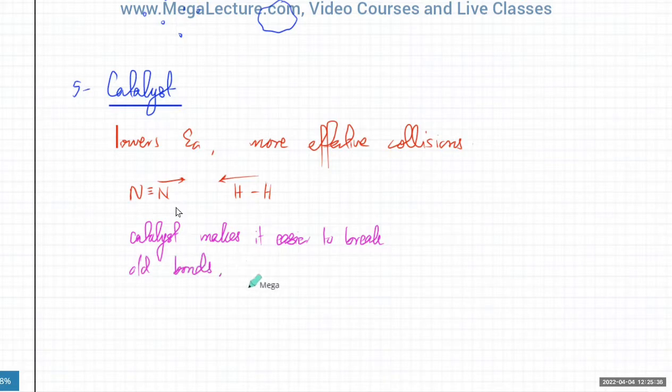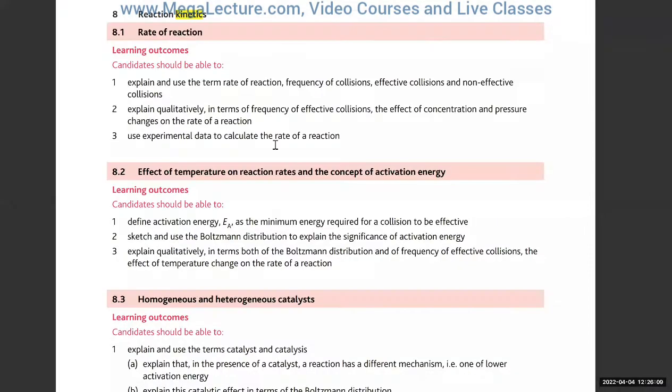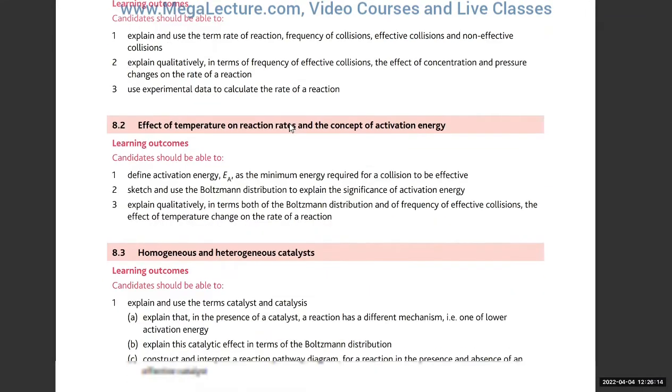Or what it does is it somehow reduces the activation energy, the amount of energy that was needed to start the reaction, because the reaction wasn't happening. Previously you were having 100 collisions and only 5 of them were successful, but now you're still having 100 collisions and 50 of them are successful. So a catalyst does not increase the frequency of collisions. It only makes them more effective. So, is this clear?